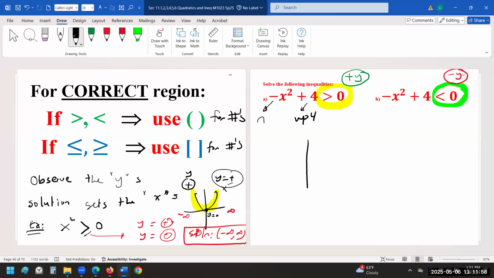So what do we have? The original parabola is here, x squared. And we are taking its transformation, which is upside down and 4 units up. So 1 up, 2 up, 3 up, 4 up. 4 up here, and then upside down.